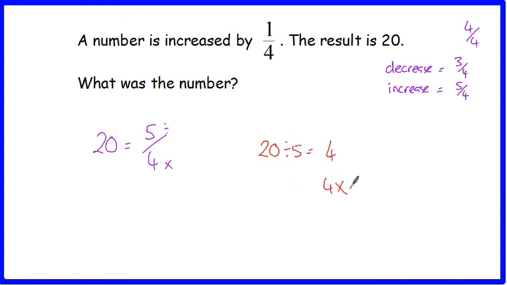And then 4 multiplied by 4 is equal to 16. Check your answer. The number 16 is increased by 1/4. 1/4 of 16 is 4. Added on gives me 20.